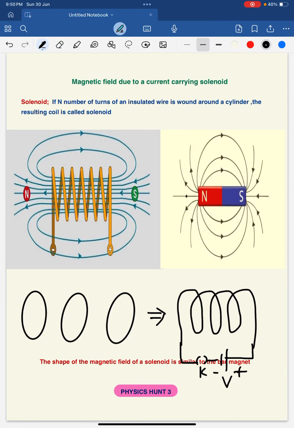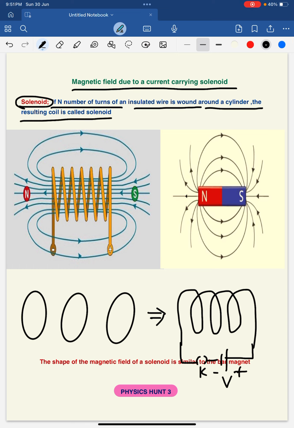In this video, I am going to discuss the magnetic field due to a current carrying solenoid. Look at the definition here. A solenoid is defined as follows: if n number of turns of an insulated wire is wound around a cylinder, then the resulting coil is called a solenoid. Correct or not? So look at this diagram.